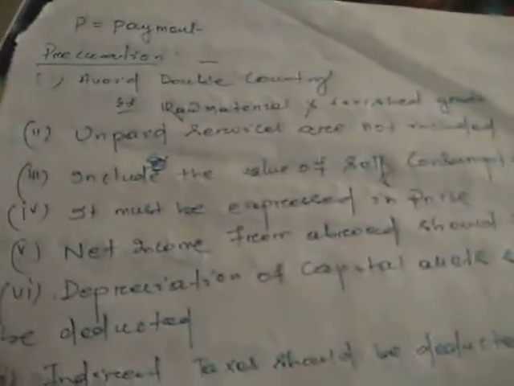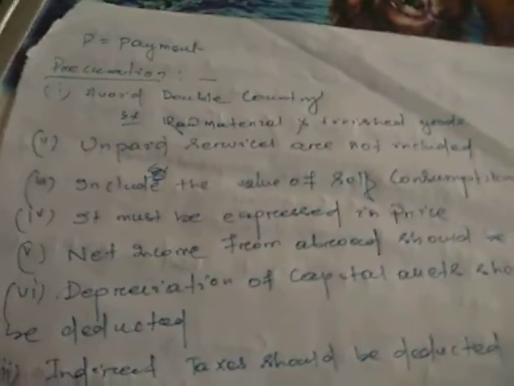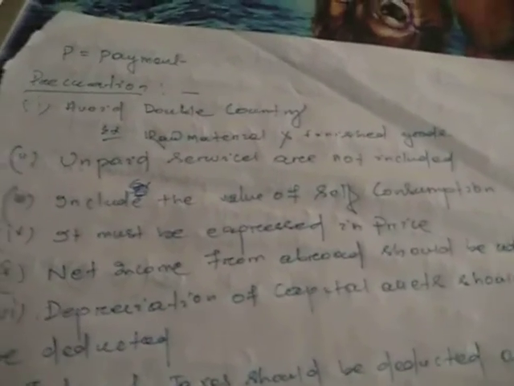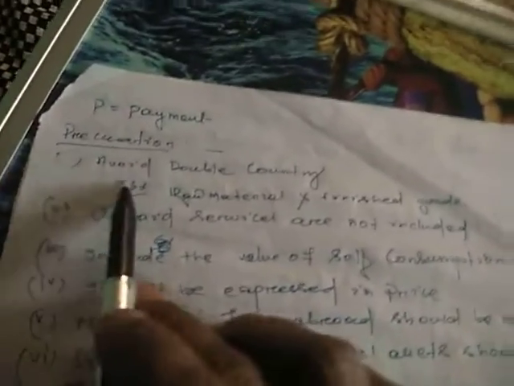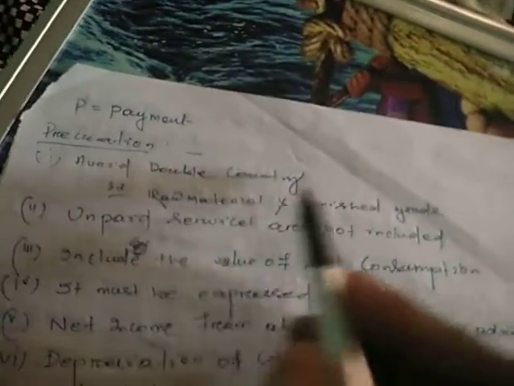When you have to calculate or maintain this first method, that is the product method, or you say output method or value added method, we must consider some precautions, right? What precautions do we have to take? So first one, avoid double counting. What is double counting? What do you mean by double counting?